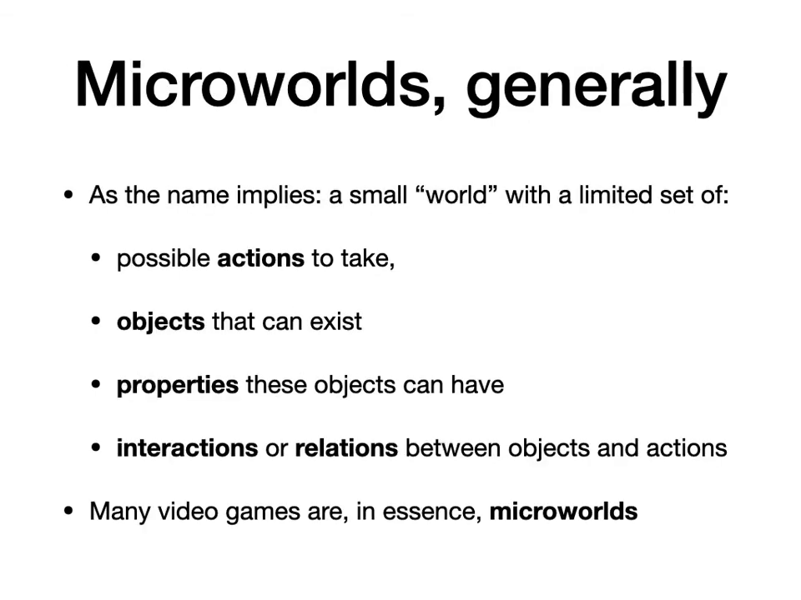So what are microworlds? You may have heard of them before in this cog line. The name implies small world, right? But what that really means is it has limited sets of several things in it: a limited set of possible actions that can be taken in the world, a limited set of objects that can exist, so types of objects, a limited set of the properties that those objects can have, and some defined set of interactions and relations between certain objects and actions.